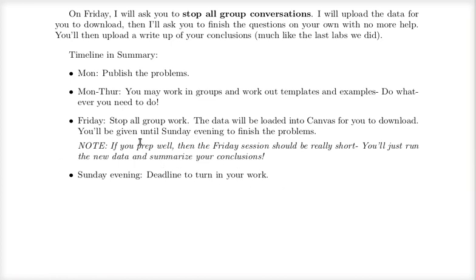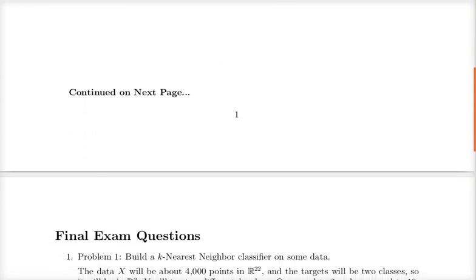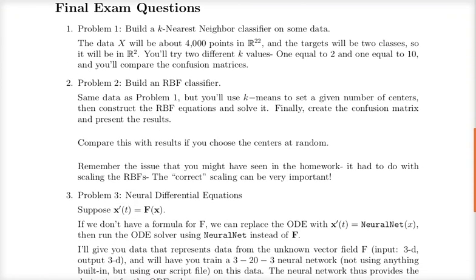So let's take a look at the problems just so we can get a little bit more concrete here. What's the first problem going to be? Well, the first problem is going to be to build the k-nearest neighbor classifier on some data. It'll be about 4,000 points in R22. I'm giving you this just so you can be aware of the sizes, the dimensions of your data while you're creating your script file. The targets are going to be two classes, and I will give you the two classes, so the targets will be in R2 already. So you don't have to worry about converting the one-dimensional targets into two-dimensional targets.